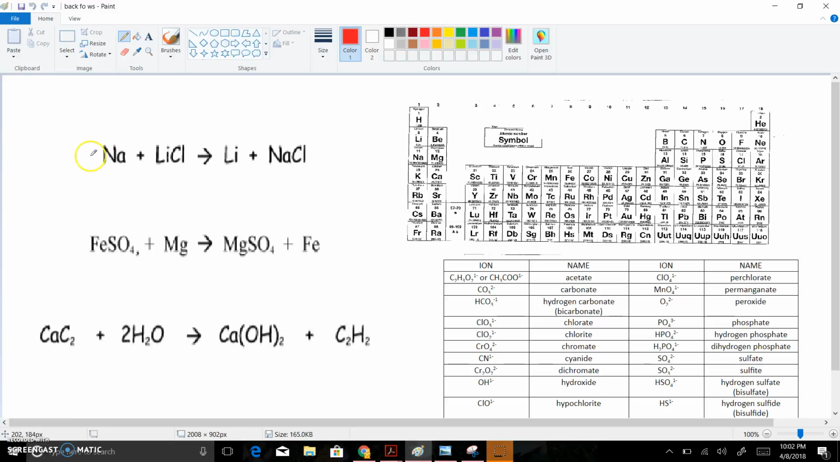I'm going to look at Na. Na, I can see he's not connected to anybody. He's all alone, single element, no charge on there. His oxidation number is 0.